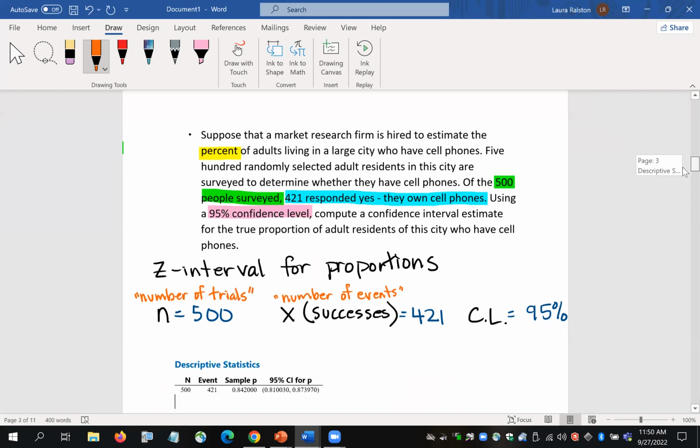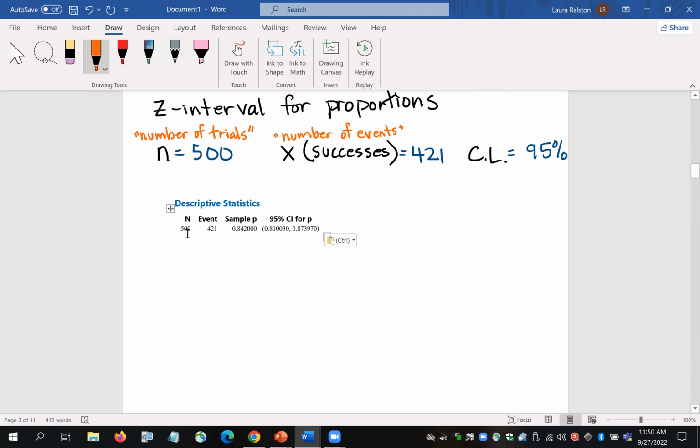Here they give us N, how many times we got that thing, how many yeses we had. So it was 421. Sample P here is P prime. Minitab has calculated it for you. It took 421 over 500 and converted it to a decimal. So the sample P is your P prime. And then you have your interval.